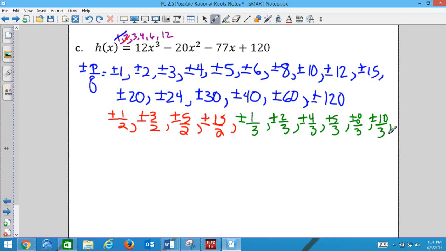So why didn't you do 4 over 2? Because 4 over 2 is equal to what number? 2. And then I've already written it up there. So you don't need to write the same number twice.